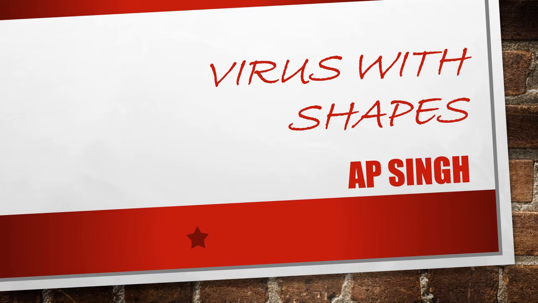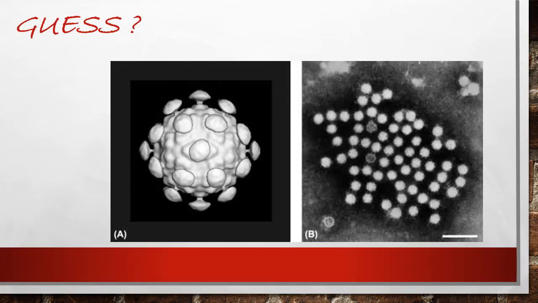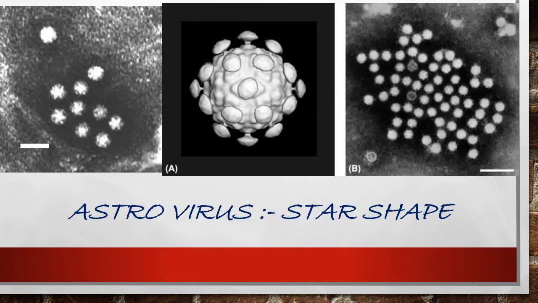First I will give you a shape, and then I will give you a time of 5 to 7 seconds. You will guess, and after that I will tell you the answer. Here is the first shape in front of you. Guess the shape, what it can be, how it's looking. You can guess. Hope you got your answer. Let's see what the answer is.